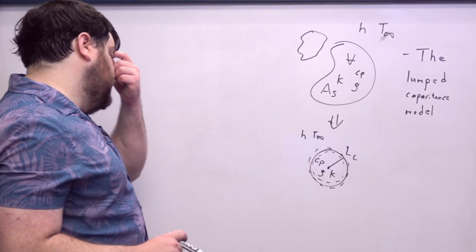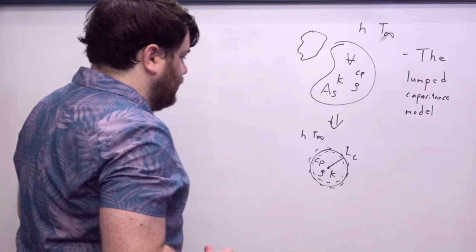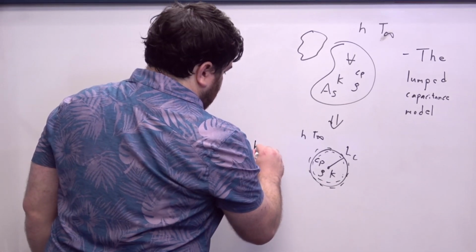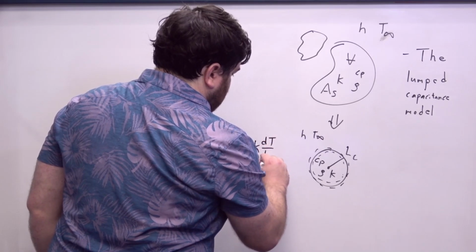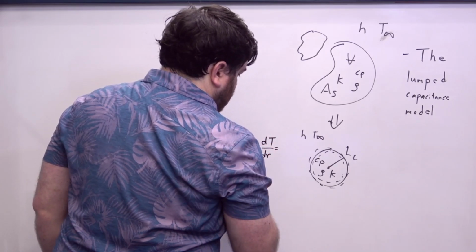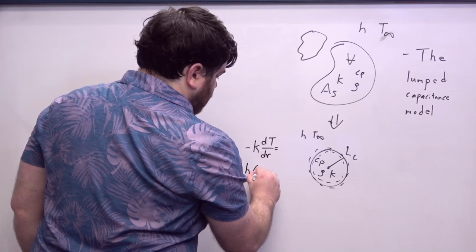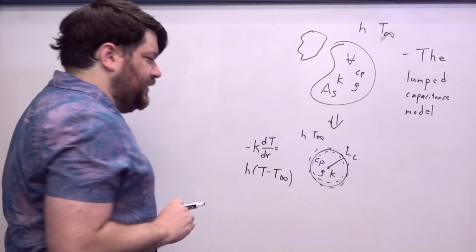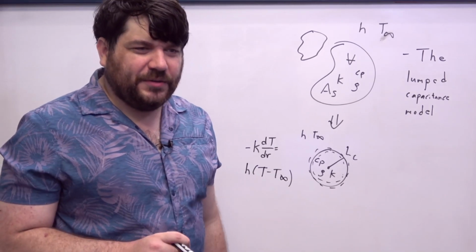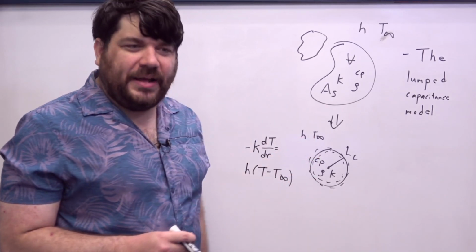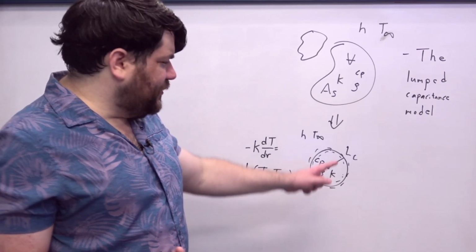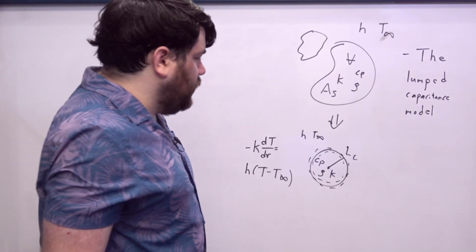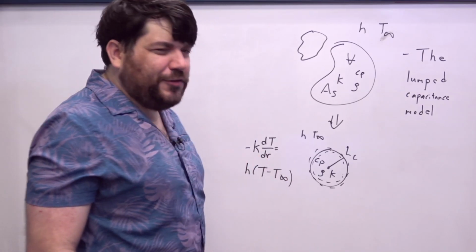And so if that's the case, then we can say, well, minus K dT/dr has to be equal to h times (T minus T infinity). Now you might be wondering, right, I skipped a couple of steps here. This is technically an energy balance. You might be wondering, well, if this system is changing over time, then why on earth do we not have a temporal change term?